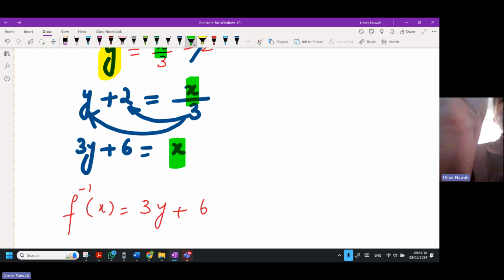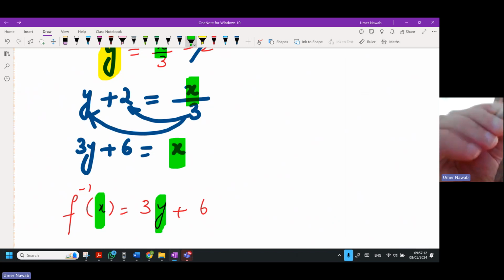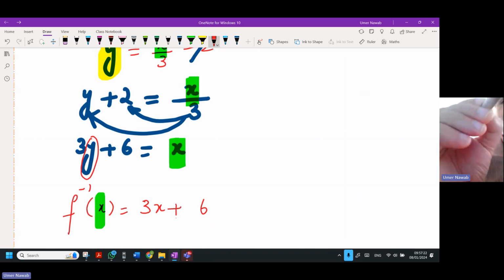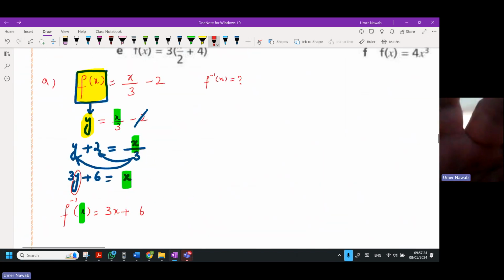No, Mr. Omer. Since you are using x here, you have to write x here. So this is an extra thing you have to do. In the place of y, you need to write x. So this is my inverse function.